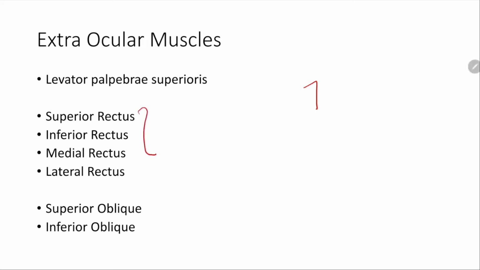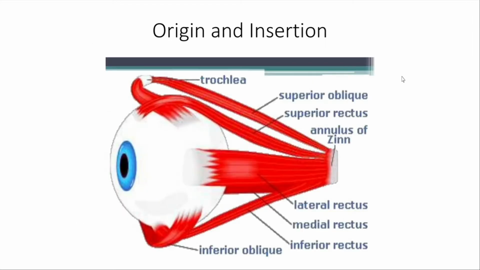The next set of muscles are the recti muscles. There are 4 in number, and they are the superior rectus, the inferior rectus, the medial rectus and the lateral rectus. The last 2 muscles of this set are the obliques, and they are 2 in number, namely the superior and the inferior oblique. So let's see how these muscles are attached around the eyeball. Let's start with learning about these muscles by learning about their origin and their insertion.